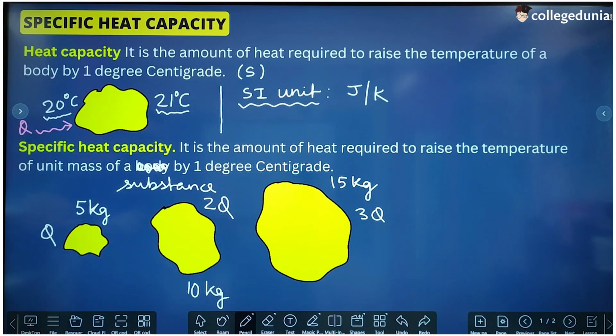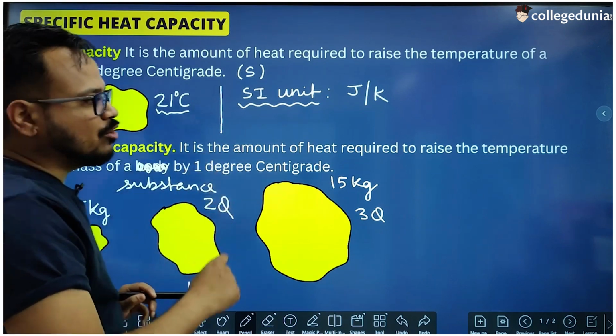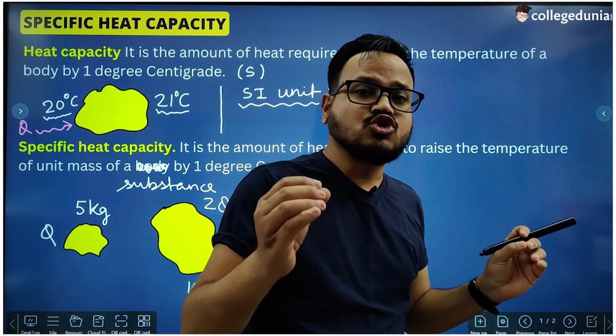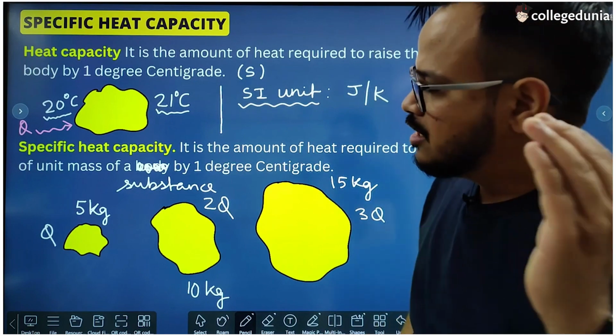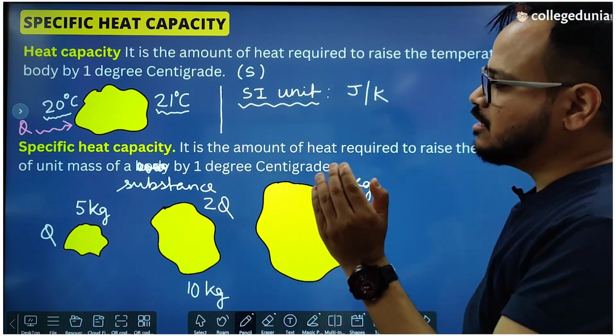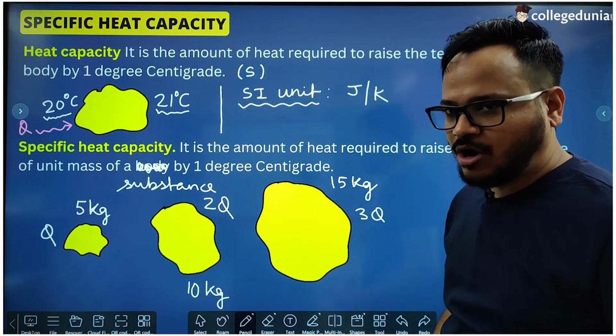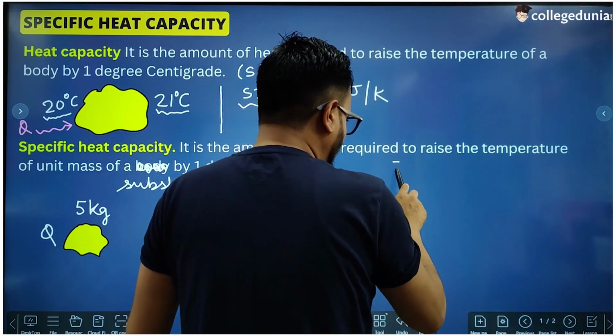Okay. Now what is specific heat capacity? It is simply the amount of heat required to raise the temperature of unit mass of the substance. Substance means material. Which material are we talking about? Here the example is copper. So let's start with the first body.